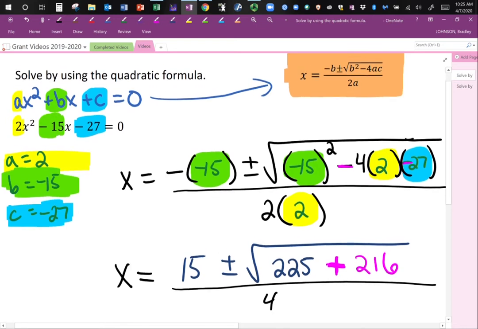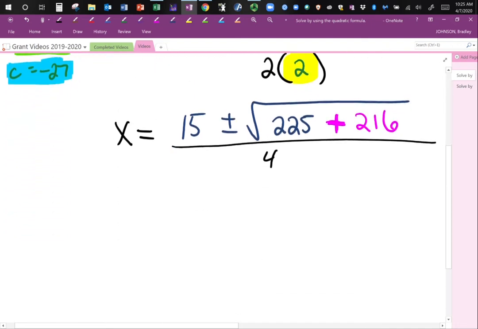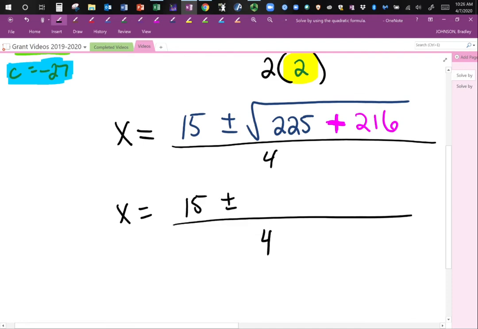All right, so we have set up entirely everything and we're right on our way, and we actually don't have too much left to do. So I'm going to keep all of this in the same form that it has. It's all divided by 4. We have 15 plus or minus this square root piece. Now 225 plus 216 actually gives you 441. Now what do we do? Well, 441, we're taking the square root of this. We need to clean that up.